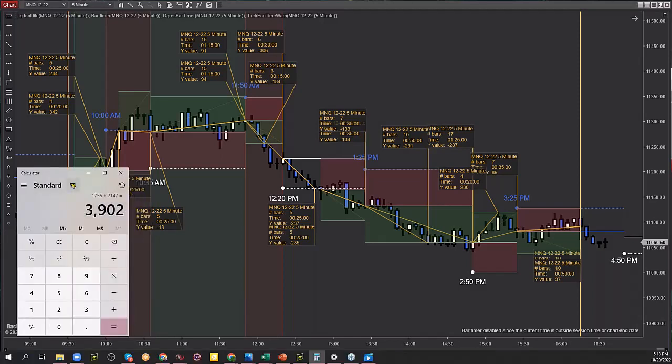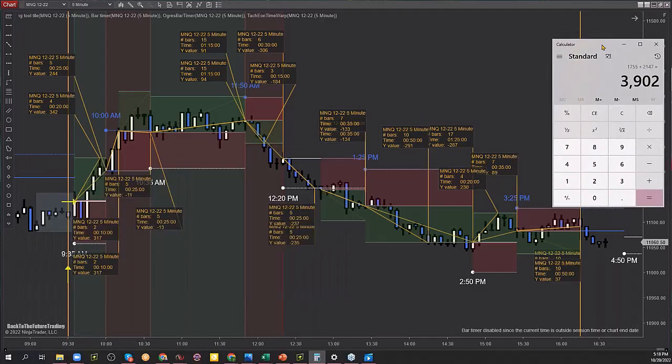Calculator. Okay, so we'll see without rev pool. Ready? Okay, we're gonna do the top first, then the bottom.